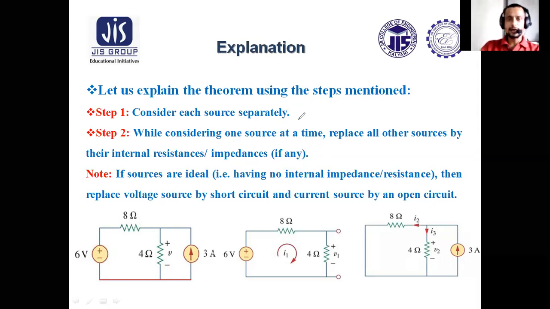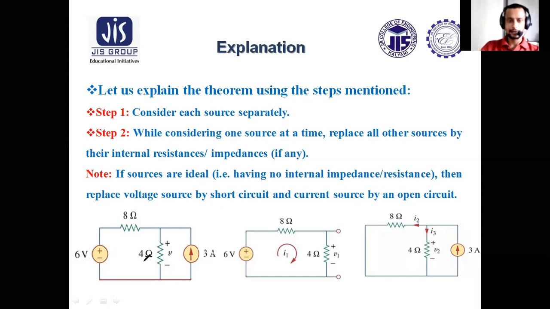So the first step is to consider each source separately. The second step is, while considering one source at a time, all the other sources should be deactivated by their internal resistances. Now, if a voltage source or a current source has no internal impedance, that means the source is considered an ideal source, then in the case of a voltage source, replace that voltage source by a short circuit. In the case of a current source, replace it by an open circuit.